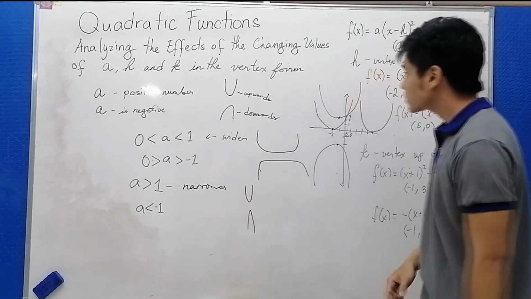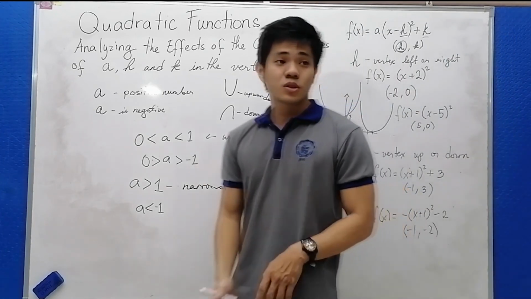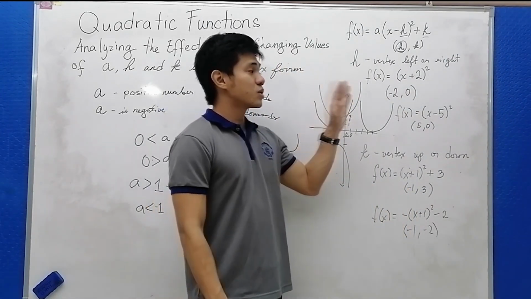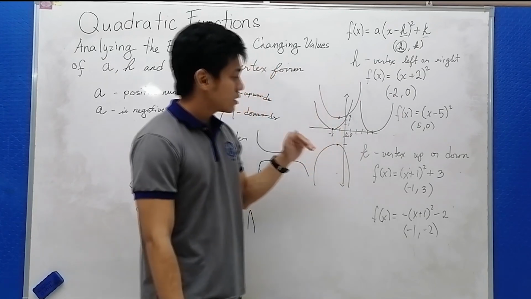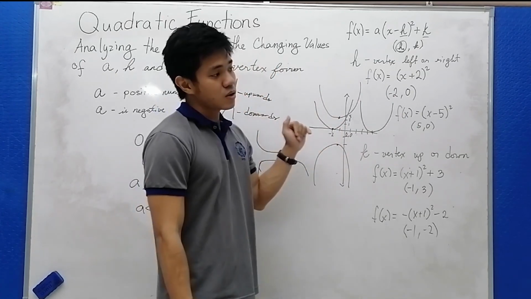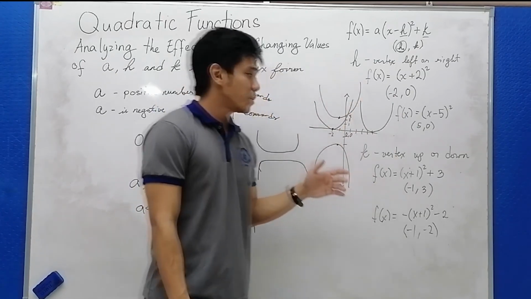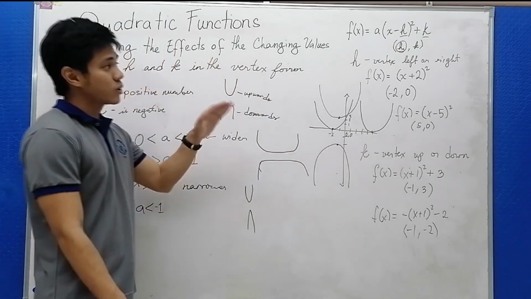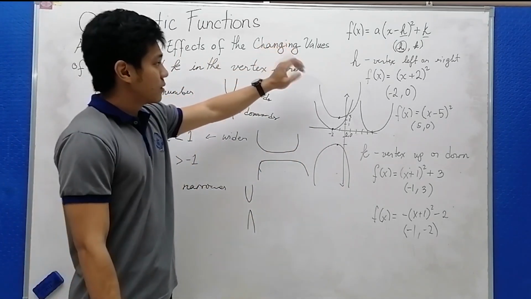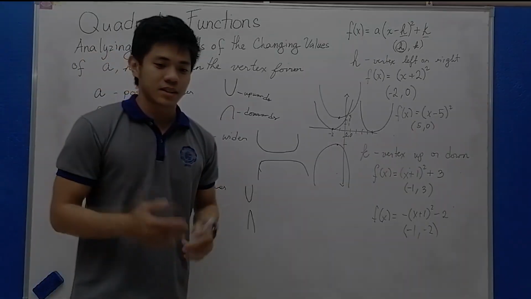Last, h is going to be telling us if the vertex will move either left or right, and k will tell us if the vertex is going to be moving up or down. So all this we can learn just by looking at the values of the vertex form. And that's it for this session.